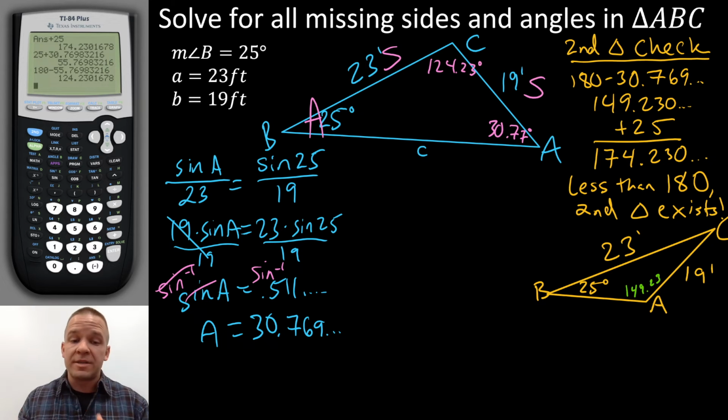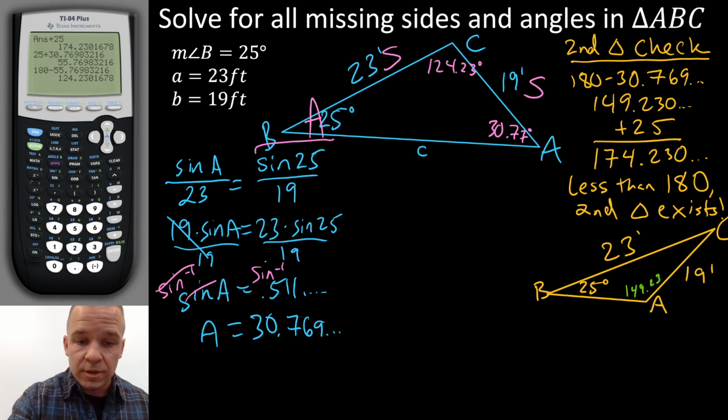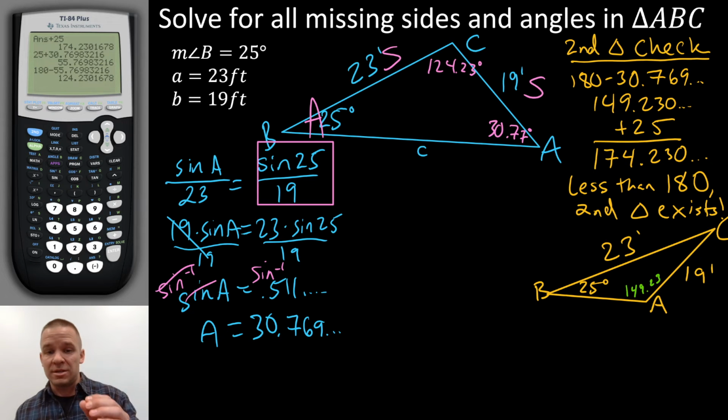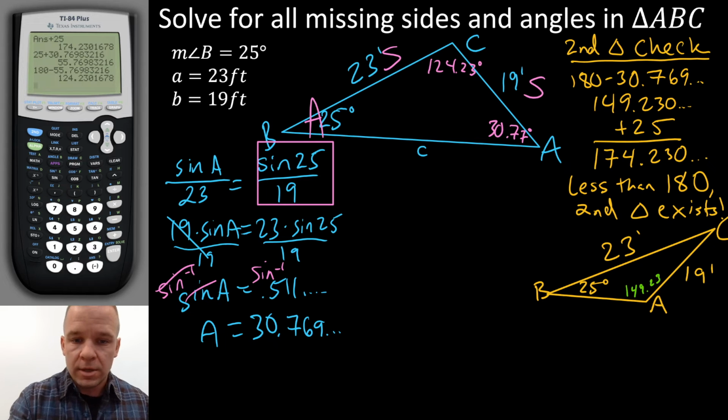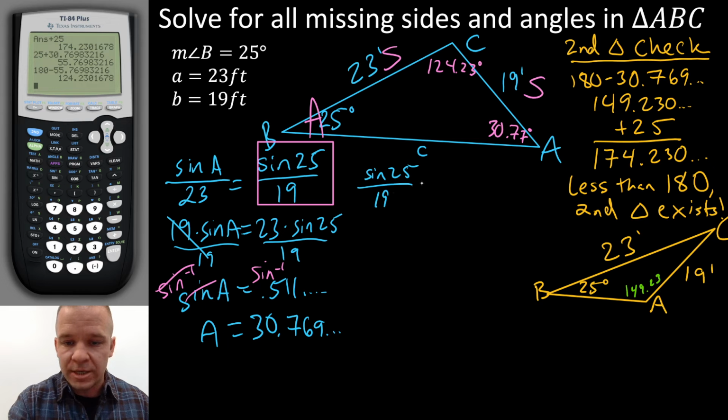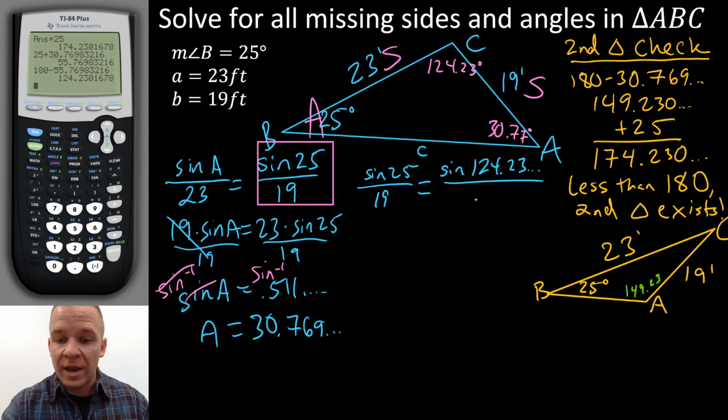So I'm going to set up law of sines again. I'm going to use this guy here that was given to me, and then I'll use the new angle C that I just got along with the little side C. So let's set that up. So we've got sine of 25 over 19 equals, and then I've got sine of 124.23 and change over, and then I have side C. So now I can cross multiply and solve.